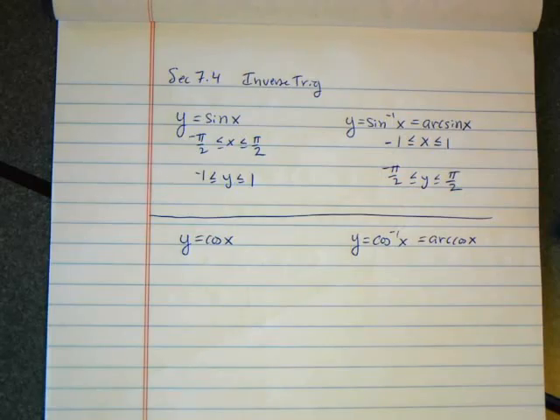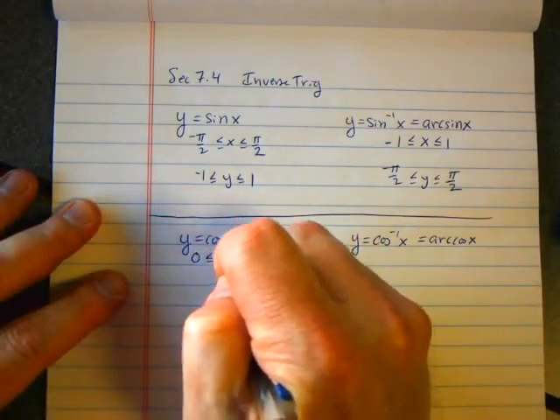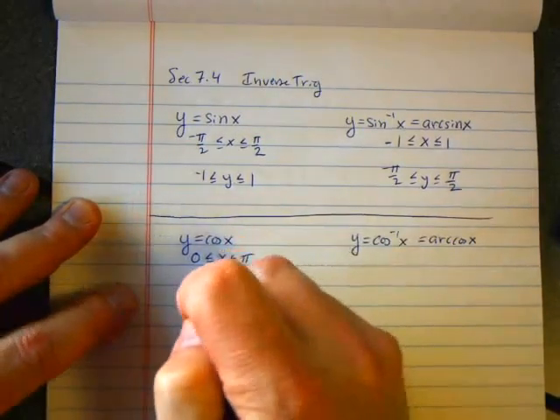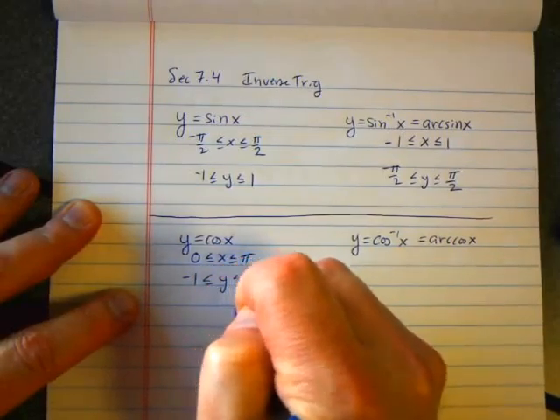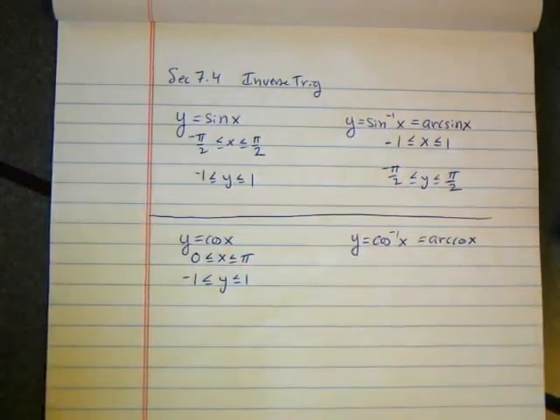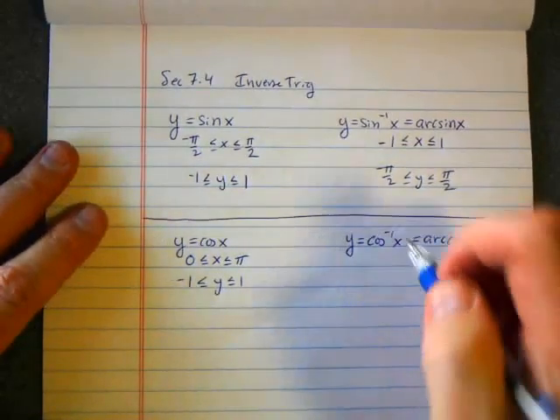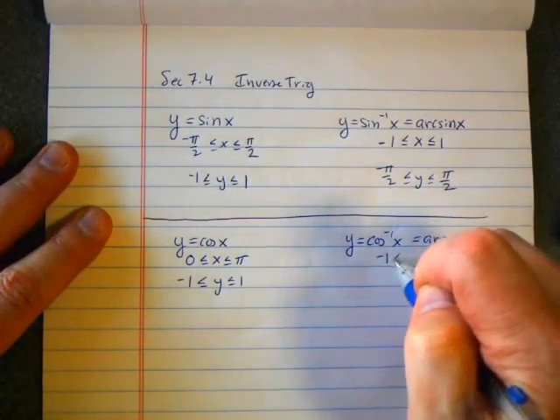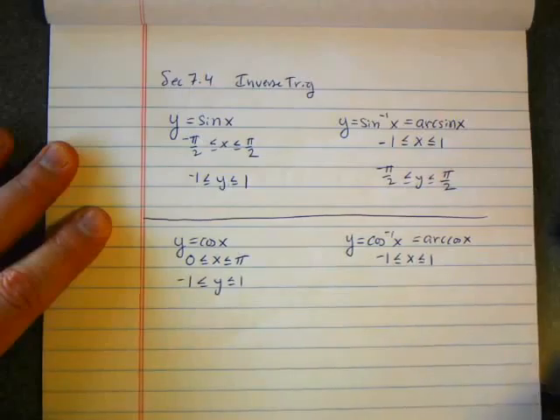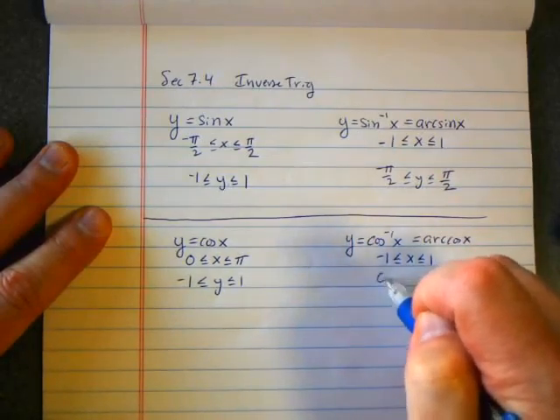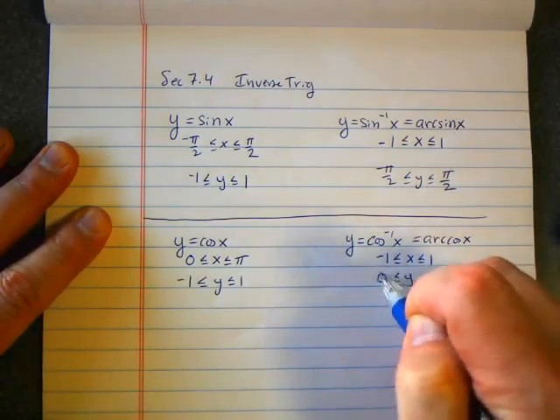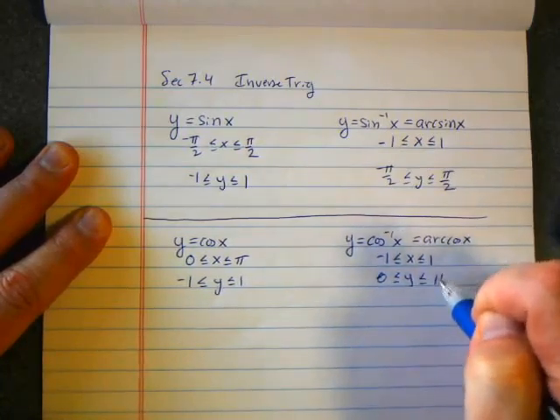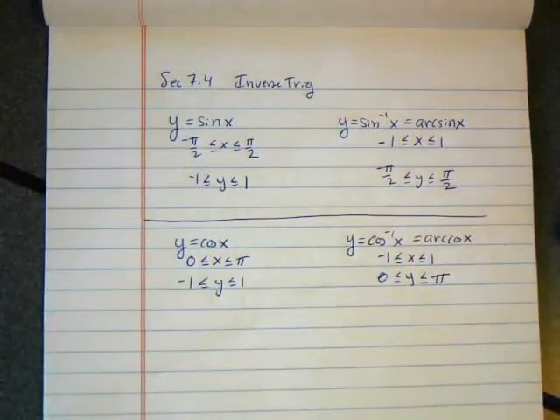That one had to be 0 to pi, because the cosine was positive in both quadrants 1 and 4. We couldn't use minus pi over 2 to pi over 2. All right, so for cosine, we have to limit between 0 and pi. Our range is the same, negative 1 to 1. So when we're dealing with arc cosine, we can plug in numbers between negative 1 and 1. And the y numbers we're going to get are going to be between 0 and pi.